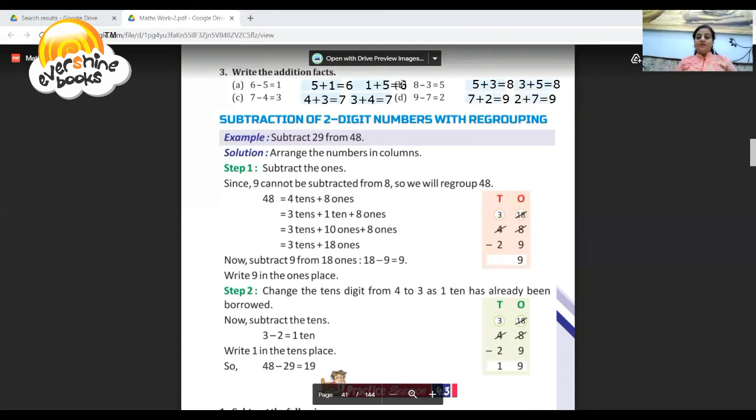So we have to do it very clearly so that the answer will come the same. It means the minuend will be the sum. The minuend will convert into the sum, and the difference will be the addend.